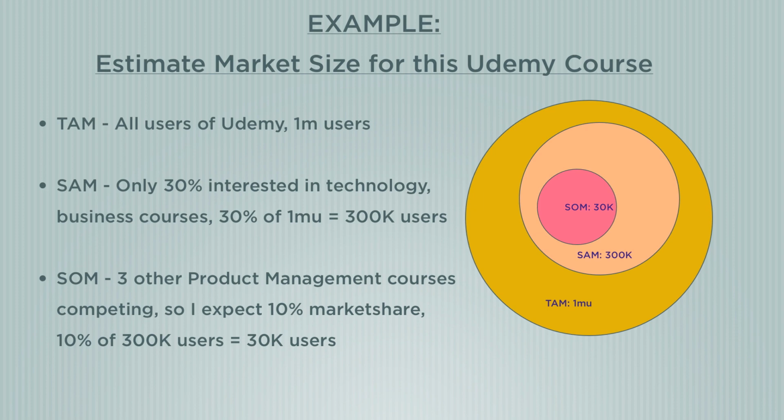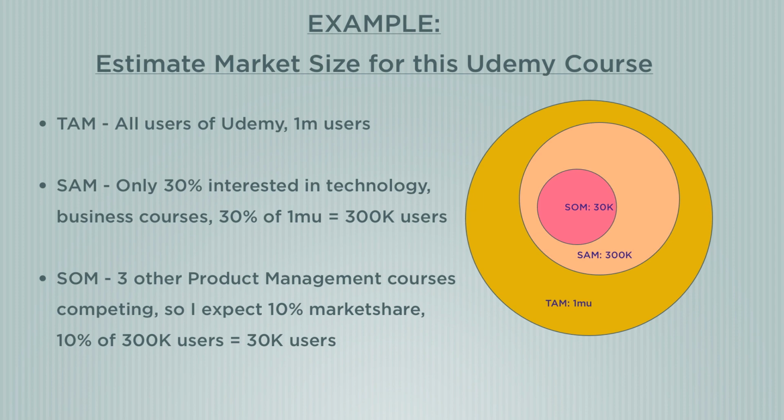But we know, and I know, that only some portion of these 1 million users are interested in business, marketing, management, and even product management. And let's just say that that portion is about 30%. And so this becomes SAM, serviceable addressable market. So 30% of 1 million users is about 300,000 users.